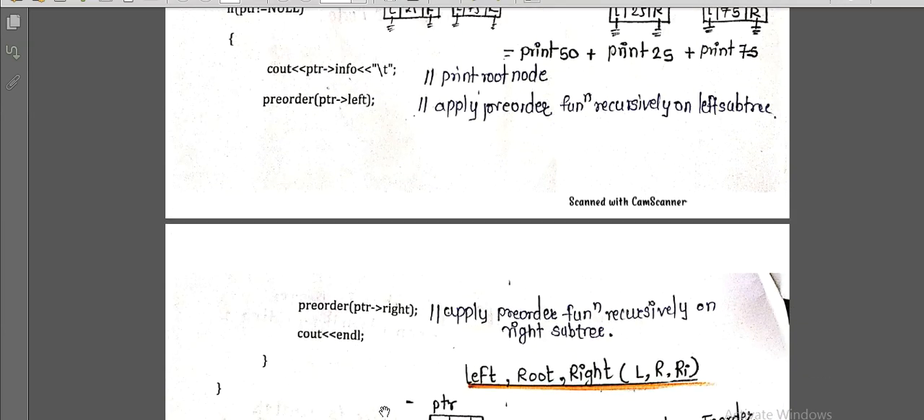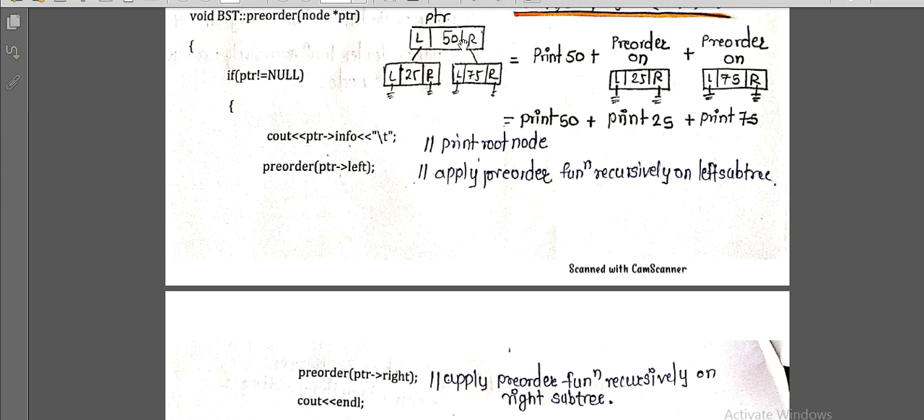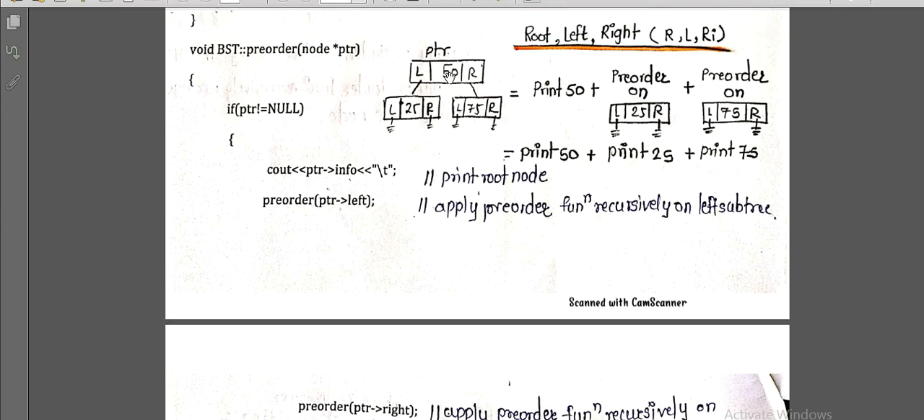So after that we have to apply the pre-order function recursively on the right subtree. If there is a right node, then we have to print that. Again we have to move towards the root node, and again we have to print the right child likewise. So while printing this given tree, how is it going to be printed?